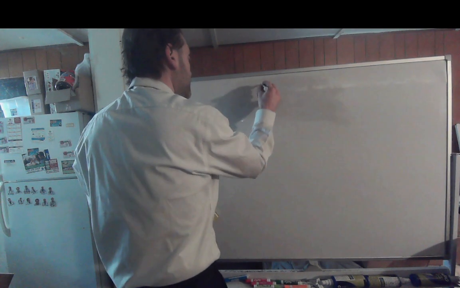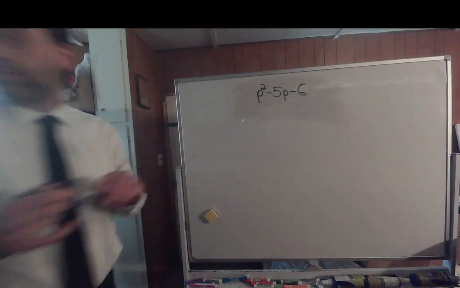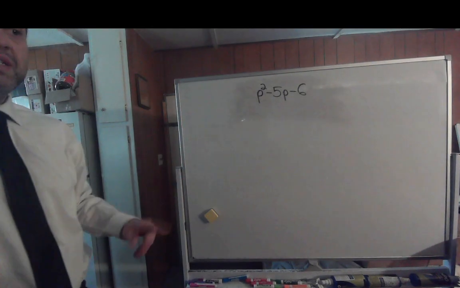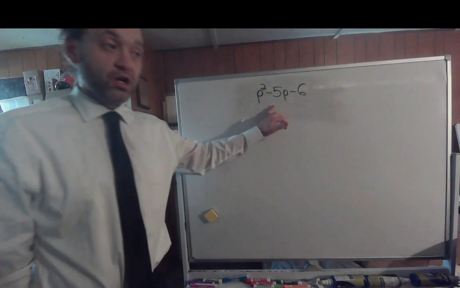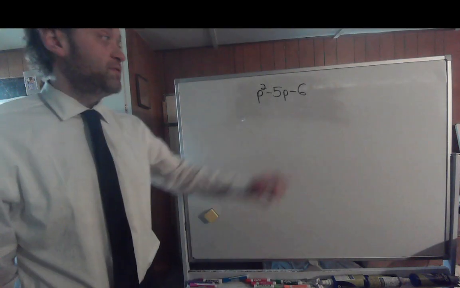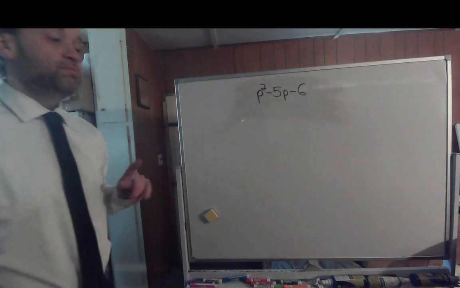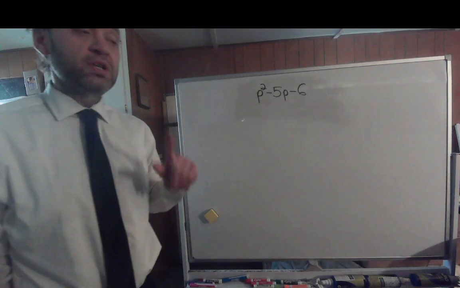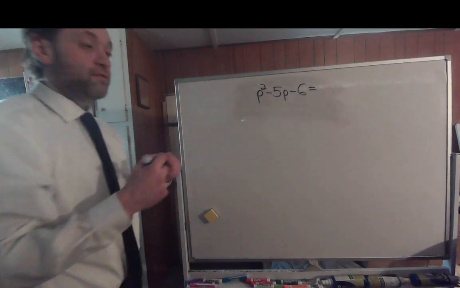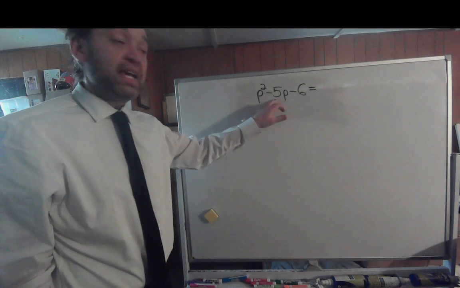So we have p squared minus 5p minus 6. Well, the middle coefficient is negative this time. But that's okay. Just focus on the fact that your constant term is negative. Again, since your constant term is negative, you're going to want to take factors, one positive and one negative, for the negative 6 that when added together will give you a coefficient of negative 5 in the middle.